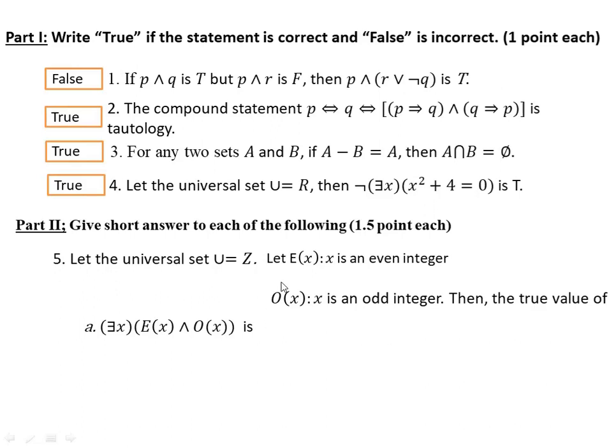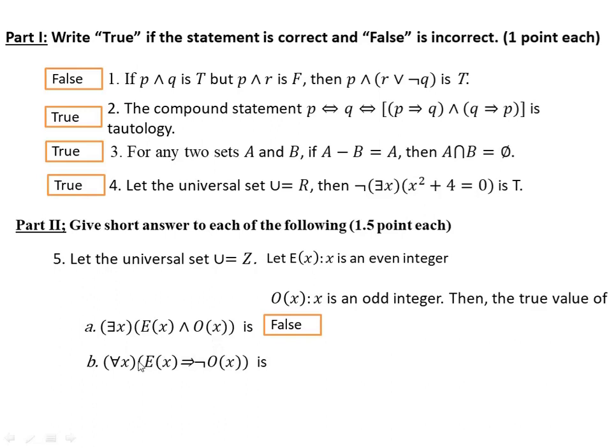Now here, since E(x) and O(x) cannot both hold, there does not exist an x from the integers which is both even and odd. Therefore, this is false. There is no integer which is both odd and even. Therefore, this is false.